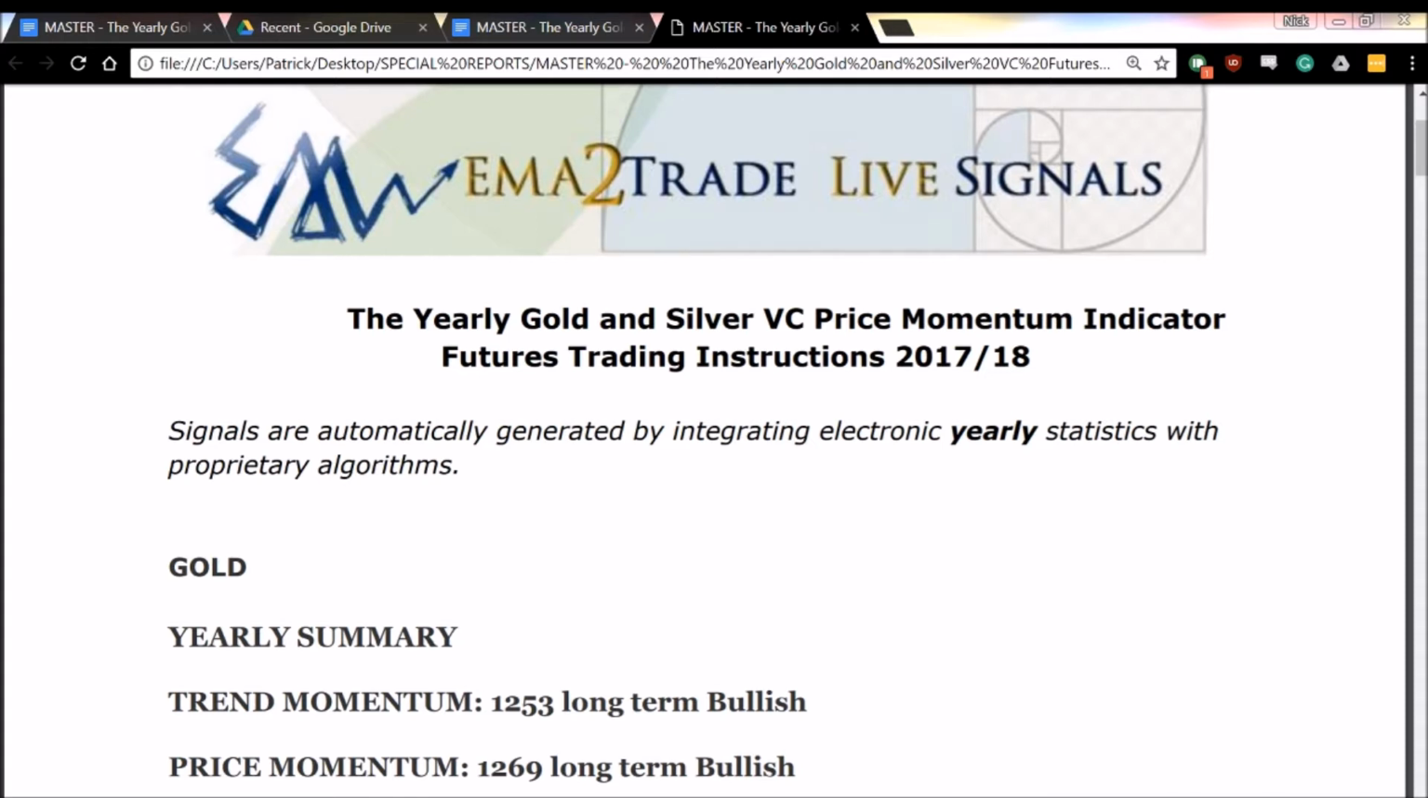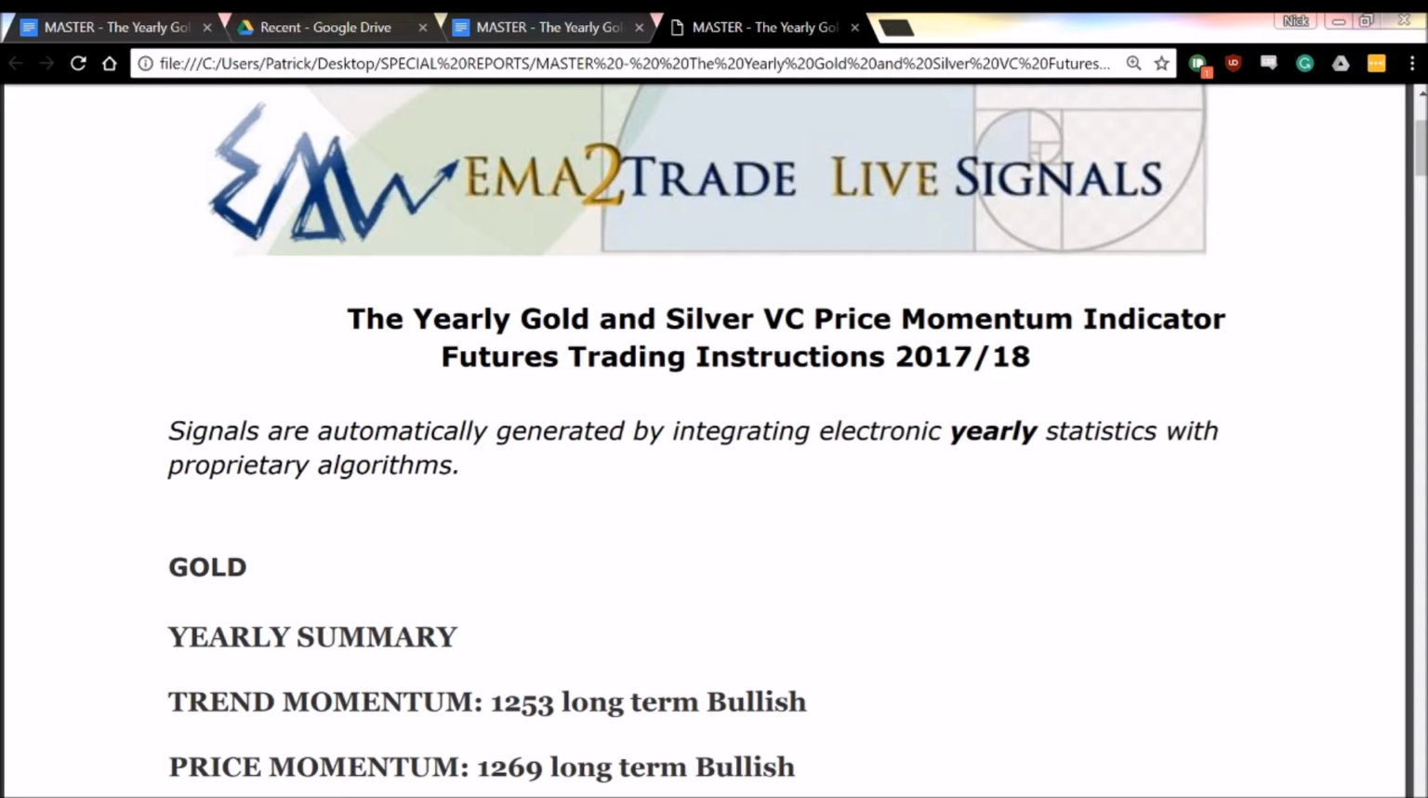What I would like to do on this special report is basically to break down the VC price momentum indicator yearly price trading instructions and see how you as an individual trader, self-directed, or if you're looking for some kind of support in terms of the application of signals, executing signals with a high degree of accuracy, you can take a look at this information and you can apply it with a great deal of success.